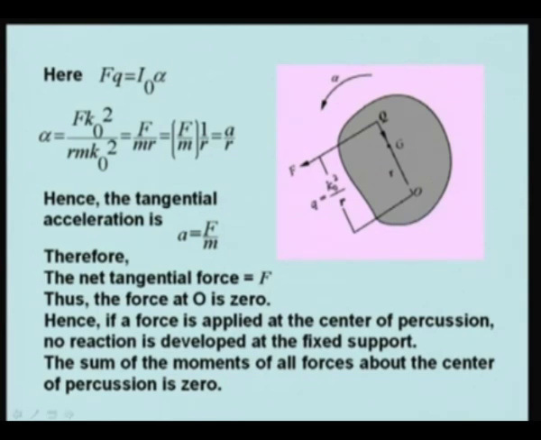We can also conclude that the sum of the moments of all forces about the center of percussion will be 0, because if you take the moment about the center of percussion, then that is 0. So if we want to get maximum advantage, sometimes a batsman will hit the ball. In that case, if he hits the ball at the center of percussion, he will not feel any reaction at the hand, and therefore that impact force will not be experienced by him, and he can still provide the angular momentum to the bat.